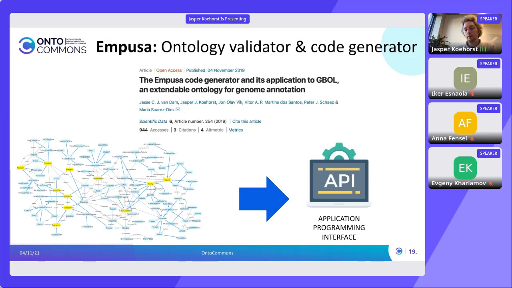Then this entire web interface is backed by Empusa, which is an ontology validator and code generator. So we made a skeleton ontology based on some standards, and that generates our Java API where we can program directly against, and it will do the basics of validations initially. And then on top of that, we also have the syntax validator in place to go into more detail. So this really speeds up the development process of your interface because you can directly communicate with the application programming interface.